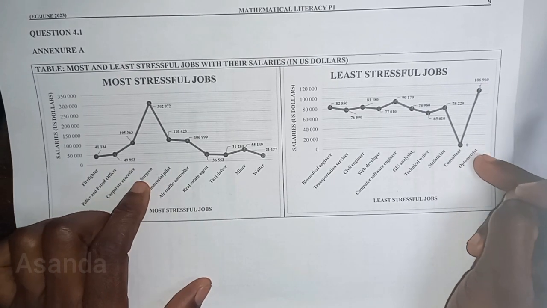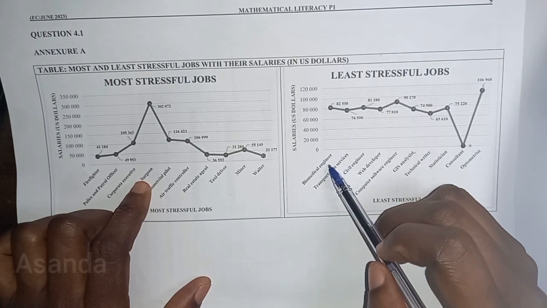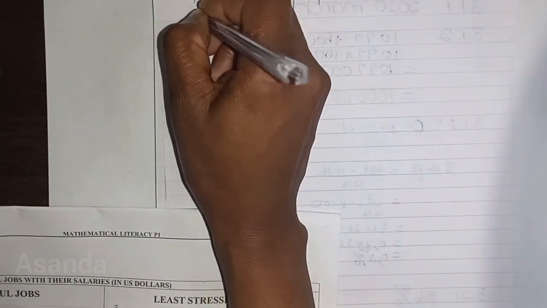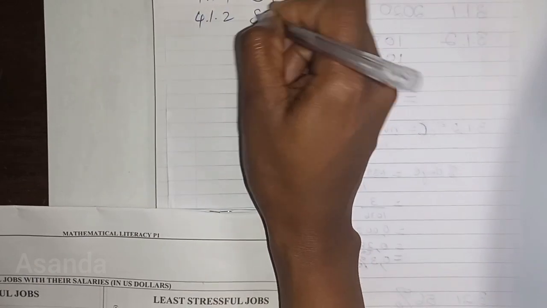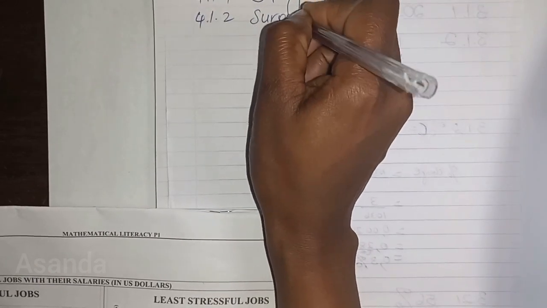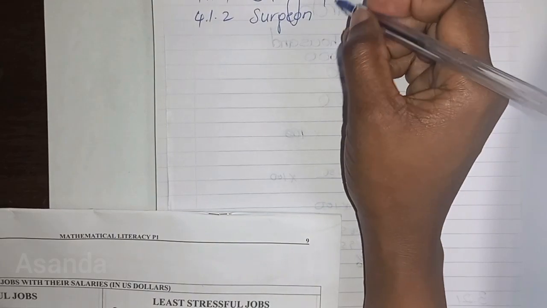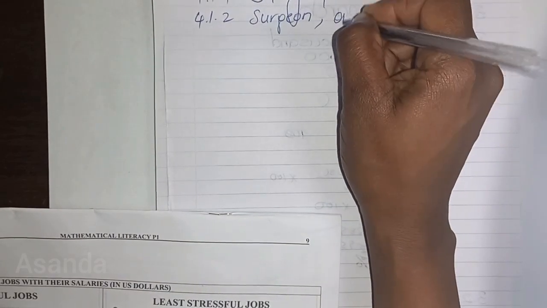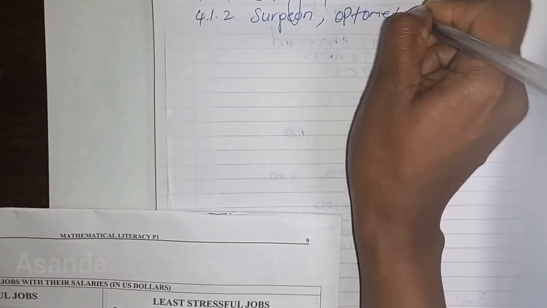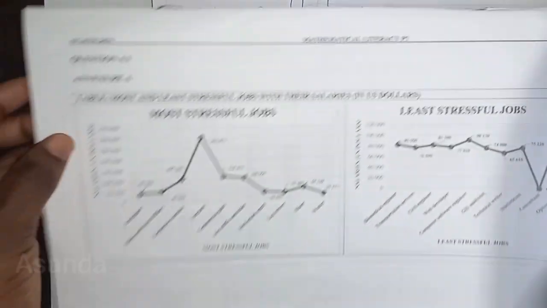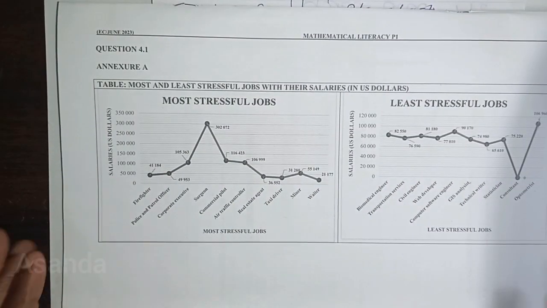So I'll go with surgeon and optometrist, but I think biomedical engineer would also fit in. But I'm going with optometrist. 4.1.2, I'm going with a surgeon, which is a stressful job. They didn't specify if it should be stressful or not, so I'm just going to go surgeon, and then, I don't know, optometrist. But I think I would have gone for biomedical engineer as well as a health job.